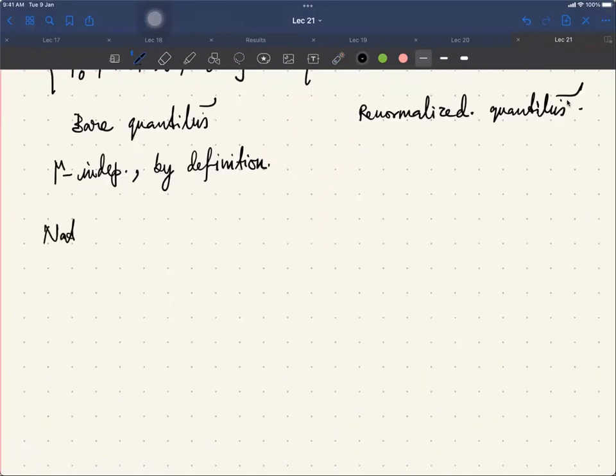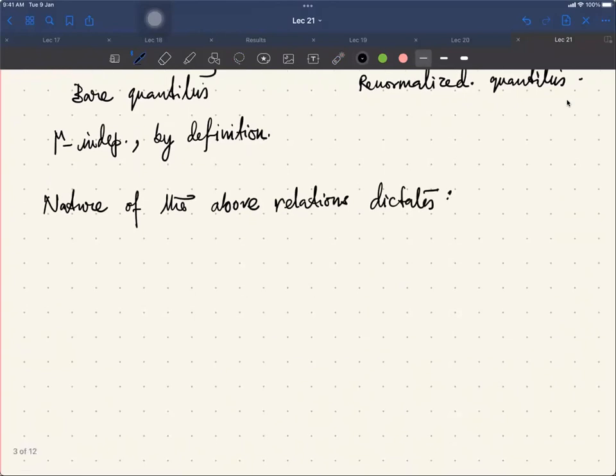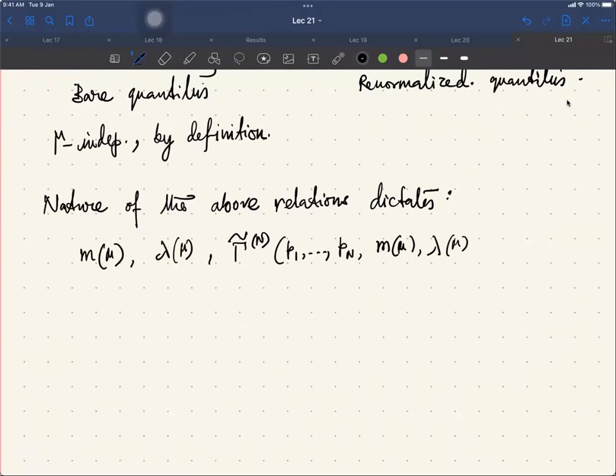So the nature of the above relations dictates that m must depend on mu, lambda must depend on mu, and the proper vertices must depend on m, lambda, and therefore should have implicit dependence on mu through them and explicit dependence on mu.